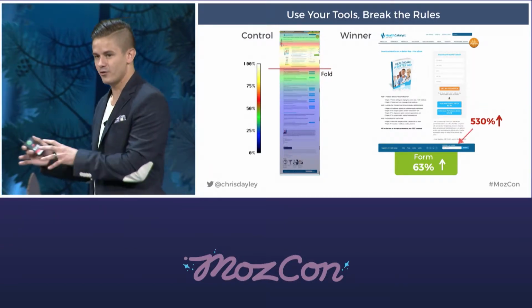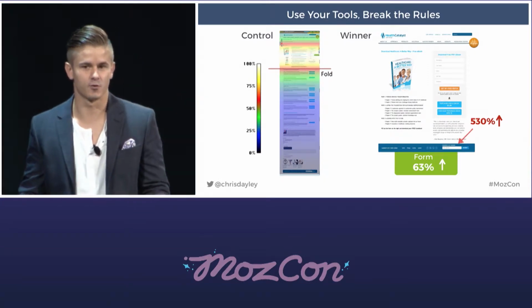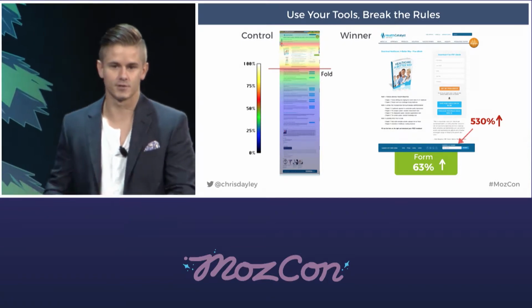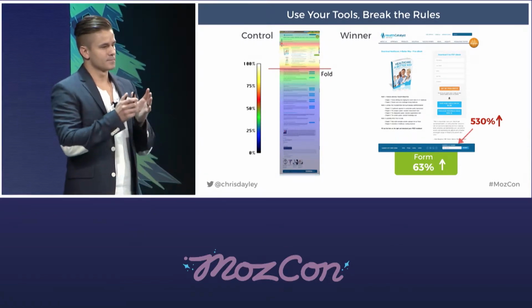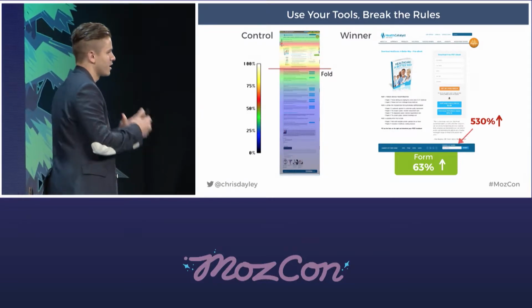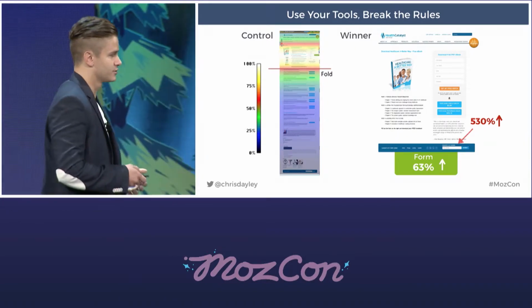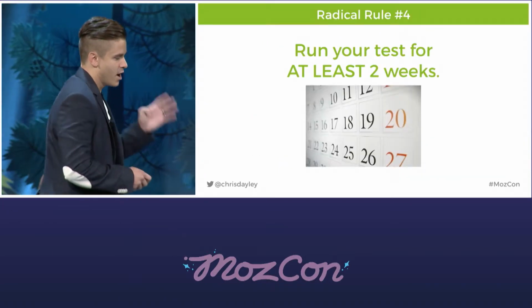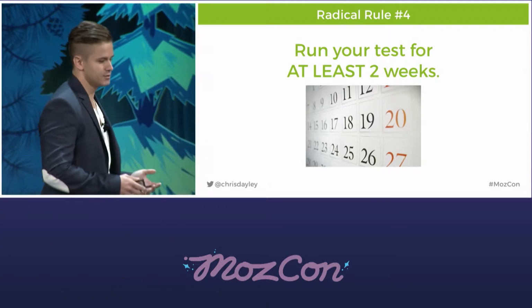So we found another thing that was way at the bottom of the page that we didn't think was very important, but apparently that was something that was important to the users. But you've got to be willing to challenge your current assumptions and test breaking the rules and see what happens and see what your audience is doing now. Radical rule number 4, you need to run radical redesign tests for at least 2 weeks.